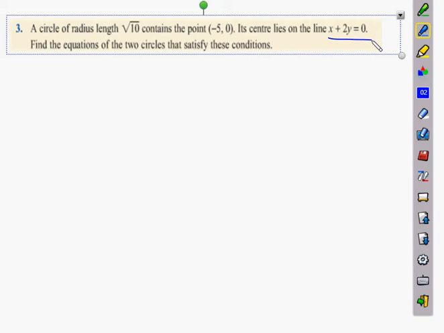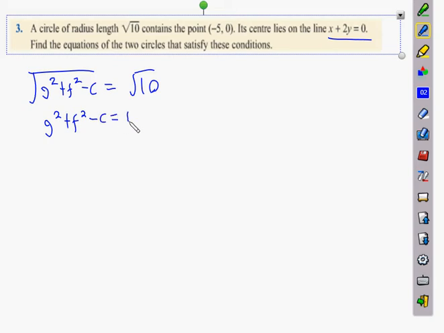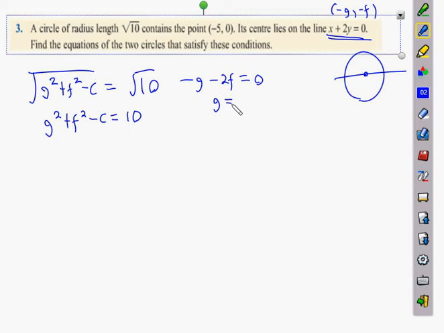So here's what's going to happen. First of all, the radius formula: the square root of g squared plus f squared minus c equals root 10. Squaring it out, g squared plus f squared minus c equals 10. Happy enough with that? Next, the centre is on the line x + 2y = 0. What does that mean about the point (-g, -f)? It's on that line. So your second equation is -g - 2f = 0. Therefore g equals -2f.